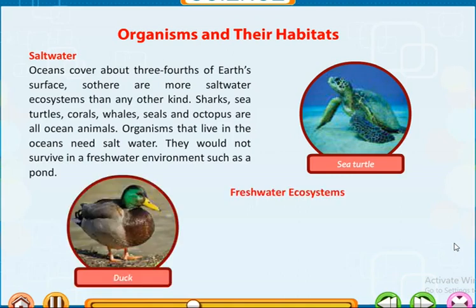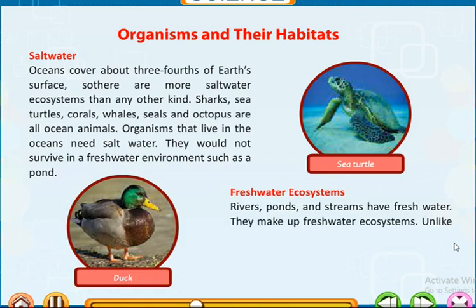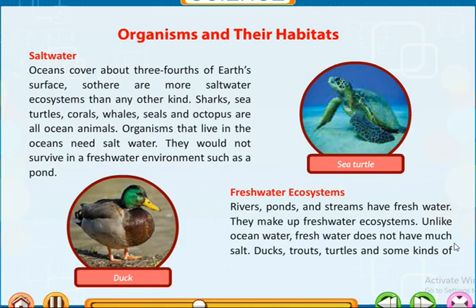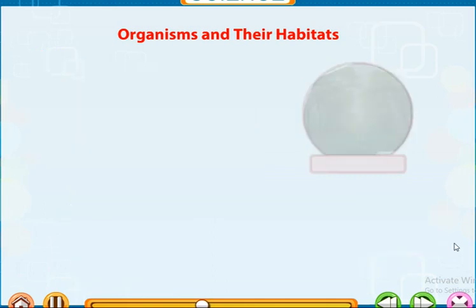Freshwater ecosystems. Rivers, ponds, and streams have fresh water. They make up freshwater ecosystems. Unlike ocean water, fresh water does not have much salt. Ducks, trout, turtles, and some kinds of insects live in freshwater ecosystems.